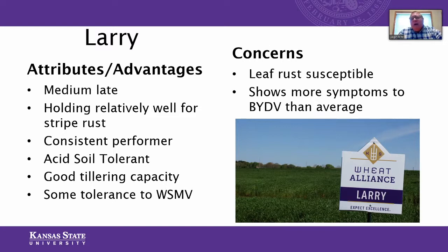Scab resistance on Larry is sort of intermediate, probably intermediate to moderately susceptible. It's better than a lot of things, but it's not as good as Everest and Zenda and WB 4269, SY Benefit, and that class of varieties. And so it can tolerate some fusarium, but it isn't your best choice for a high fusarium situation.